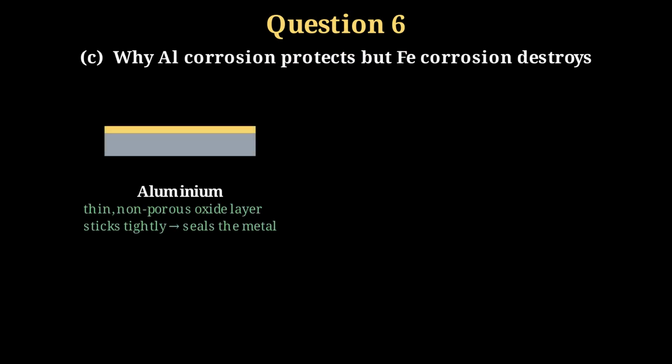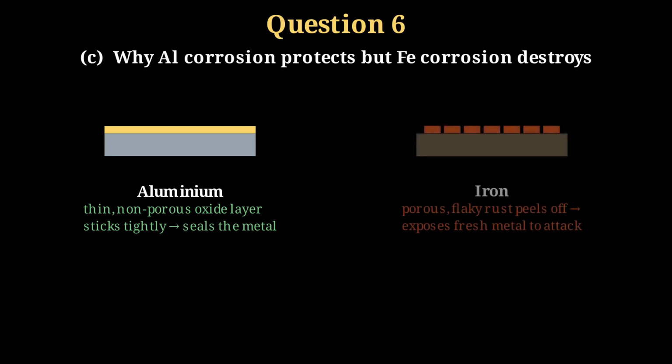Finally, corrosion. Both metals form an oxide, but the results are opposite. Aluminium forms a thin, non-porous oxide layer that clings tightly to the surface. It seals the metal underneath, so corrosion stops. It's protective.